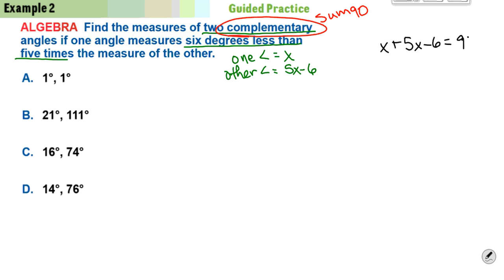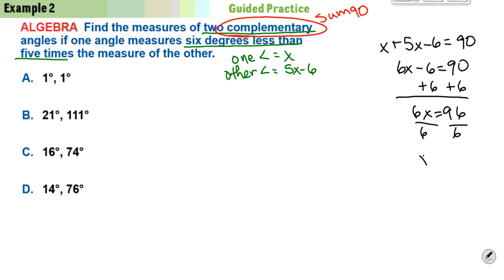This will be 6x minus 6 equals 90. Add 6. 6x equals 96. Divide by 6 on both sides, and x equals 16. Once we have one of the angles as 16, to get the other one, we'll take 5 times 16 minus 6, and that turns out to be 74 degrees. So the correct answer is letter C for number 2.